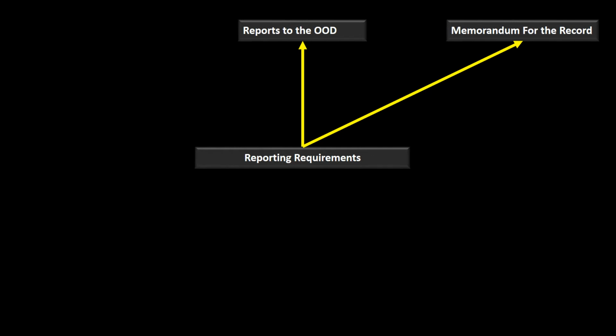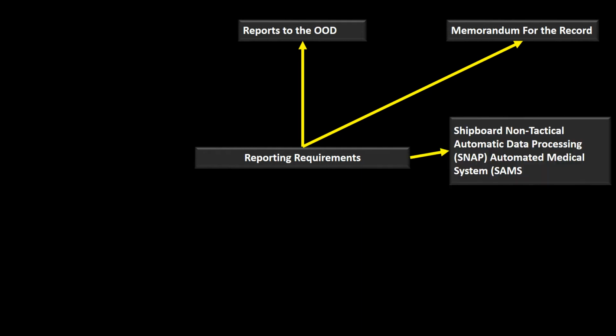The correspondence manual, there we go, and the reasons we would do that, like when we give advice to the command and they don't follow it, or when a patient refuses care, or something that might have historical significance. We talked about what SAMS is, right? The Shipboard Non-Tactical Automated Data Processing, SNAP, Automated Medical System, the AMS of the SAMS, and all the things we can document in that.